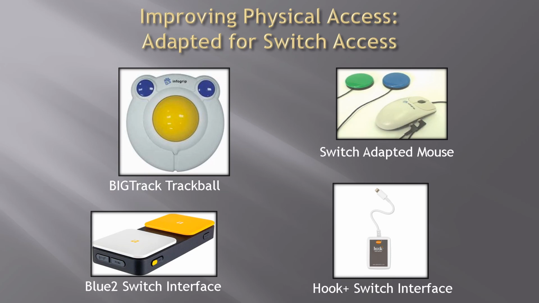The two bottom items are switch interfaces that can be used with an iPad. The Bluetooth switch interface on the bottom left corner is a Bluetooth wireless interface device. It has two switches built into the top surface, seen here as the white and yellow squares, but you can plug in any other switches you might like to use instead. Then you can use those two switches to control your iPad.